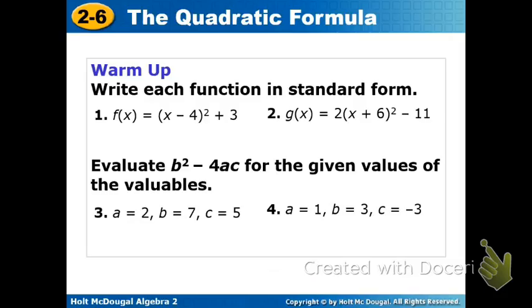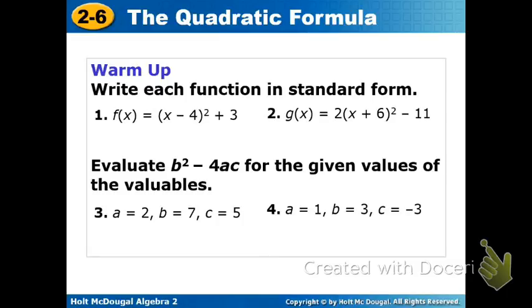Alright, last but not least, numbers 3 and 4. Now, this is very, very, very important. If you can understand how to do this part, the next part of this section is going to be relatively easy. So it says evaluate b squared minus 4ac for the given values of the variables. So all we're doing is we're going to take the values they give us for a, b, and c and plug them into that b squared minus 4ac.